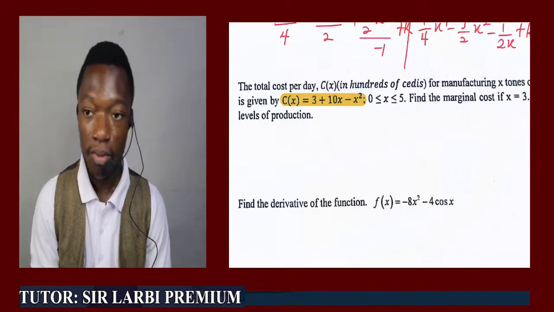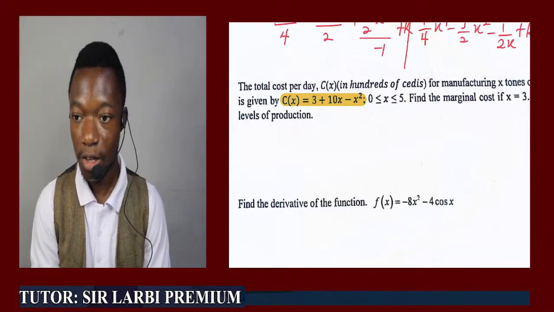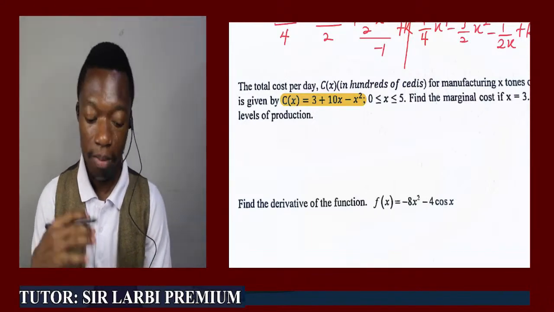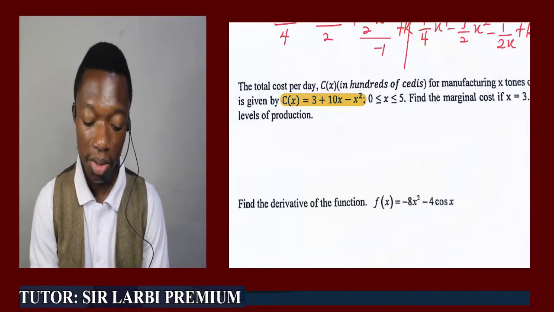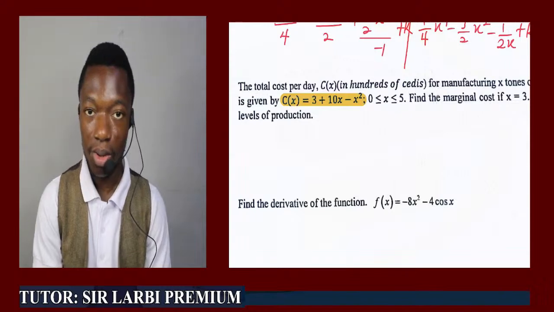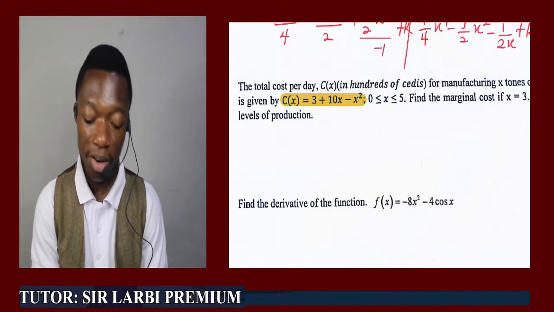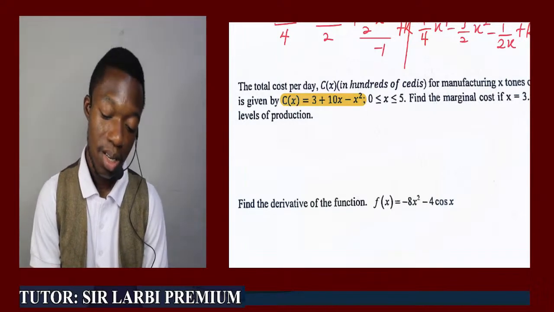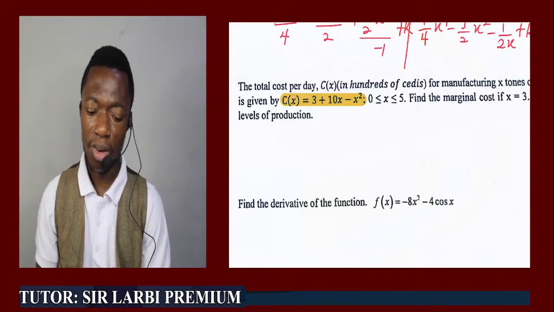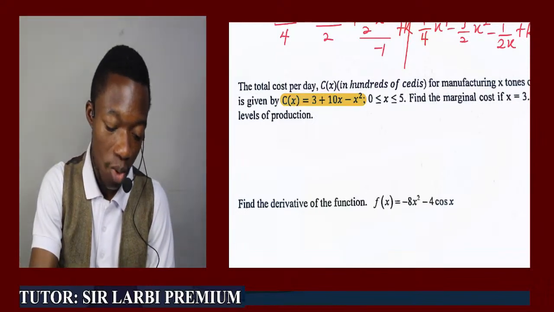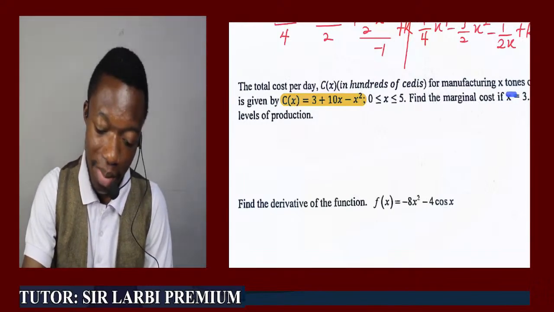We have 3 plus 10x minus x squared, then in the form of this inequality, 0 less than or equal to x less than or equal to 5. We are asked to find the marginal cost if x is equal to 3.5 units of production. So we have been given the cost, and you are hearing what? Marginal cost.